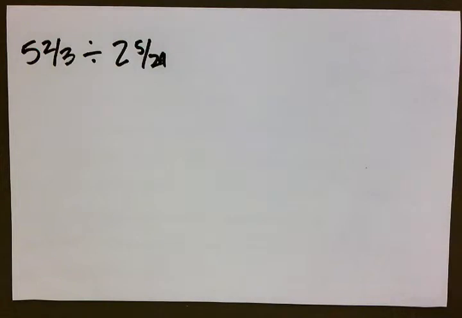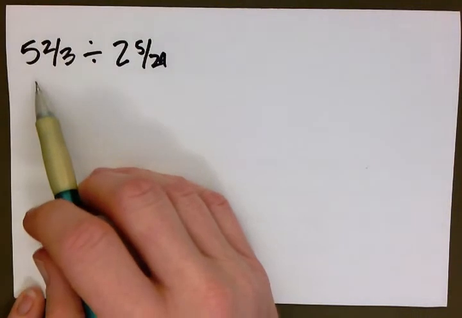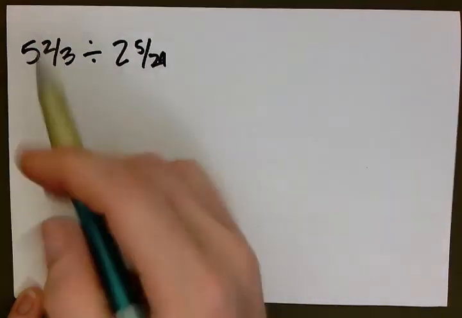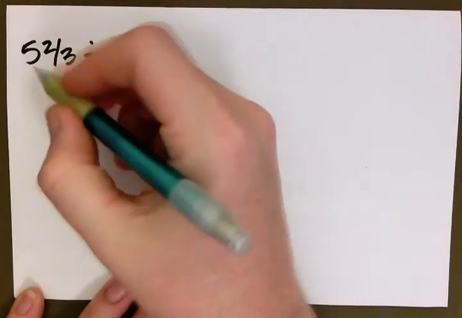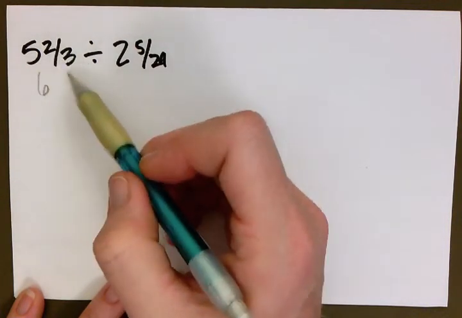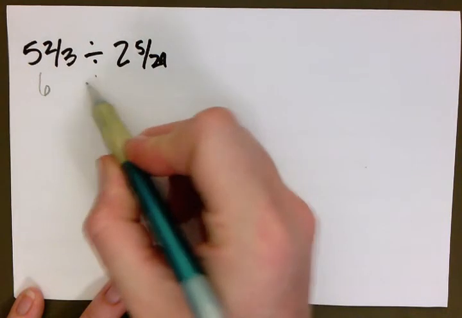So the first thing we want to do is estimate. When we estimate, we look at 5 2/3, and the question we want to ask ourselves is, is 5 2/3 closer to 5 or 6? In this case it's going to be 6, because 2/3 is more than 1/2, and so we would round up to 6.